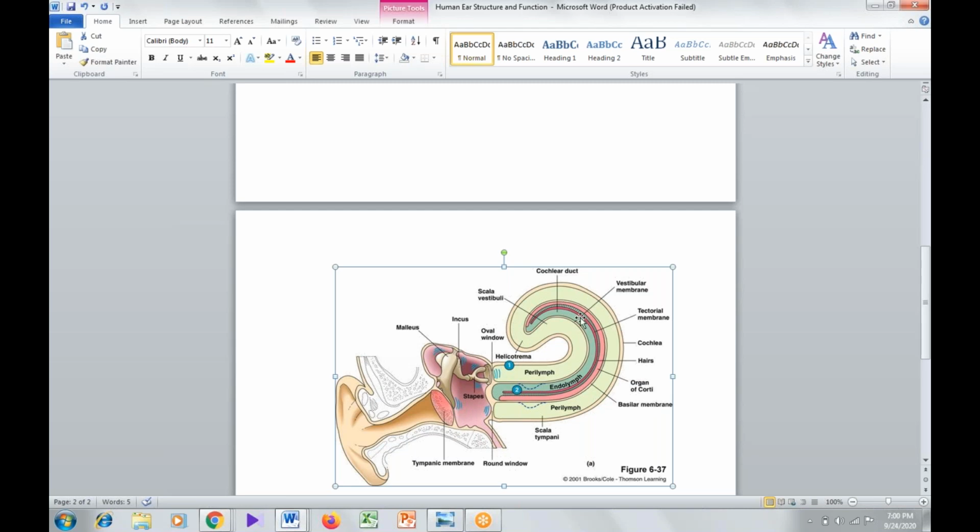Now we have to come to how it works, the function. Now see, everybody, in this step I will explain it in detail. In the first step I wanted to give you a little brief about the ear. So in the second step, how it functions, I will explain it.